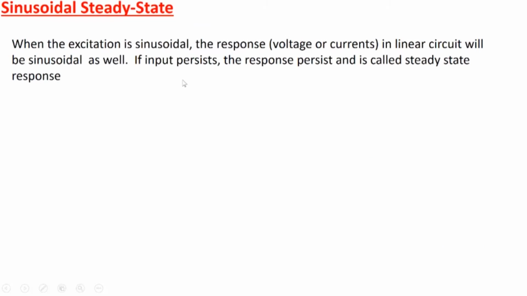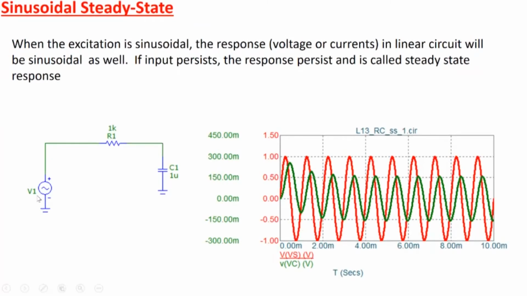Okay, so let's come to sinusoidal excitation. When we excite a circuit with a sinusoidal signal, as you can see here, the red is the input, V1, and the output is shown in green. When we excite the circuit with a sinusoid, there would be a transient part. You can see that initially the output is here, then here, and then here, and gradually it settles down.